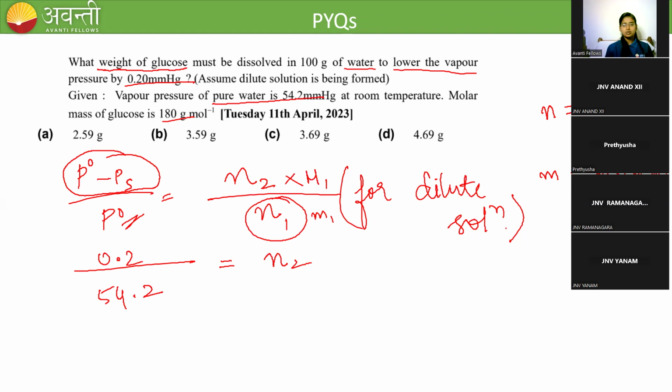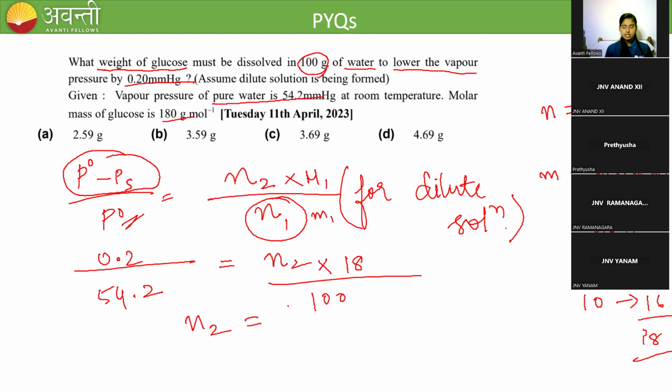Okay. So what I'll do? N2 into molar mass of the solvent. Solvent is the water, which has 2 hydrogen, so 2 into 1 will be 2, and only 1 oxygen, so 1 into 16 is 16. So the molar mass of water is 18. Molar mass of the solvent is 18, and the mass of the solvent given here is 100. Okay. Now if we solve this, we will get N2 as 100 divided by 271 into 18.